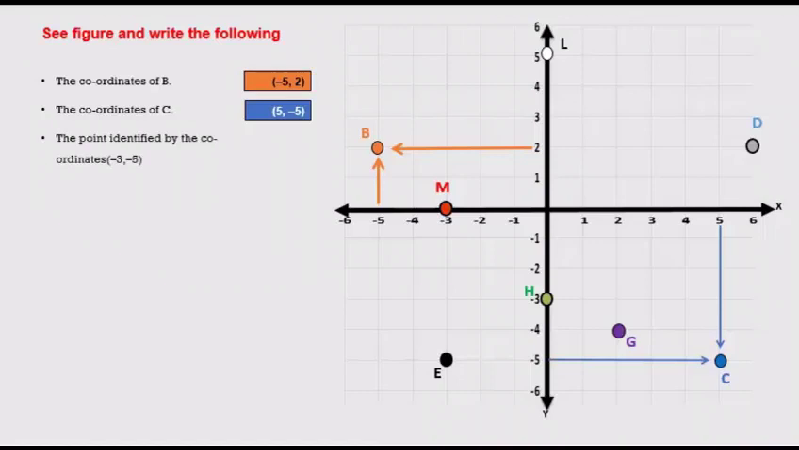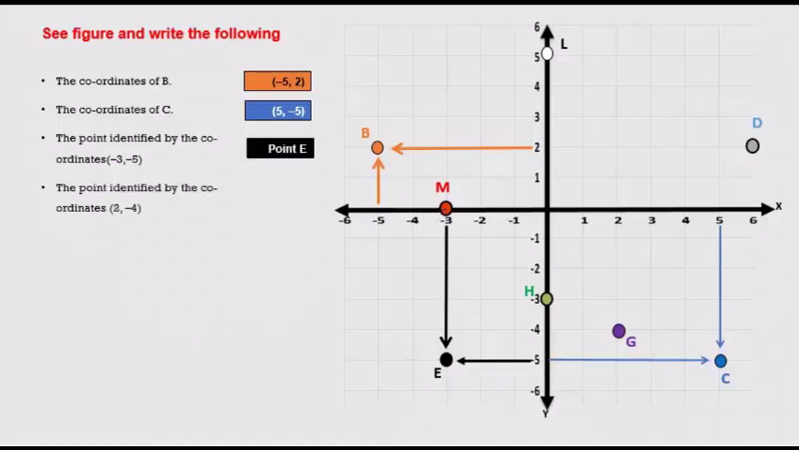How to find the point identified by the coordinates (-3, -5)? What will you do? From the figure, you can make out that the point E is -3 units away from y-axis and -5 units away from x-axis. The coordinates are -3 and -5. So abscissa -3, ordinate -5. So the required point is E.